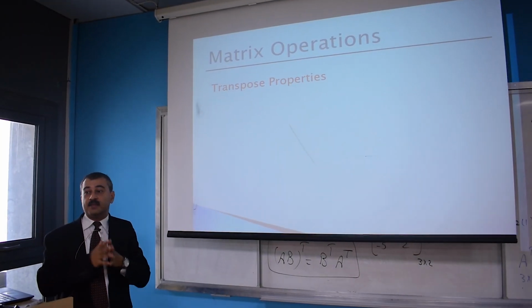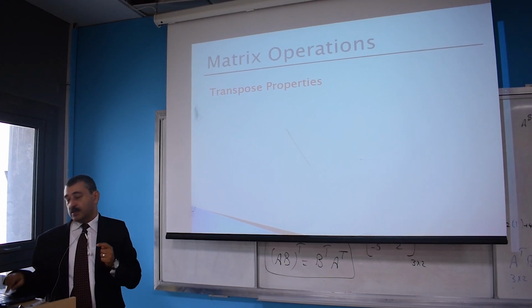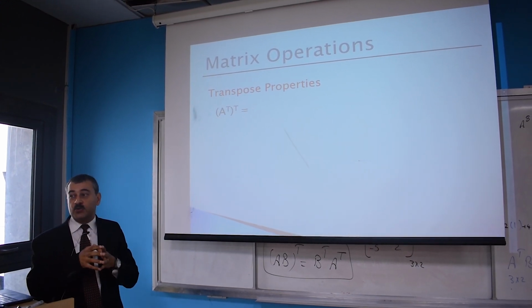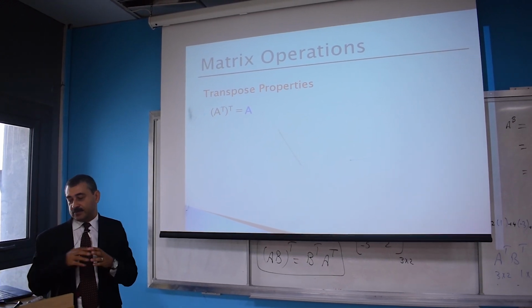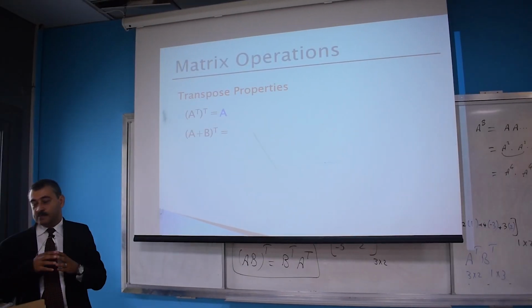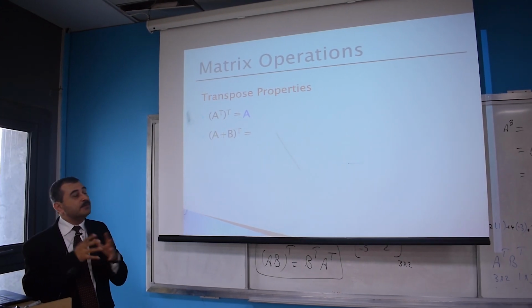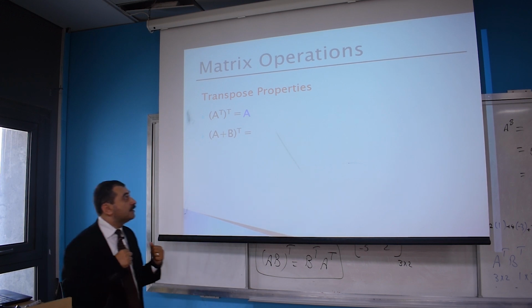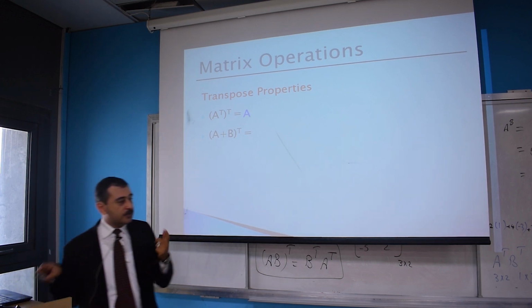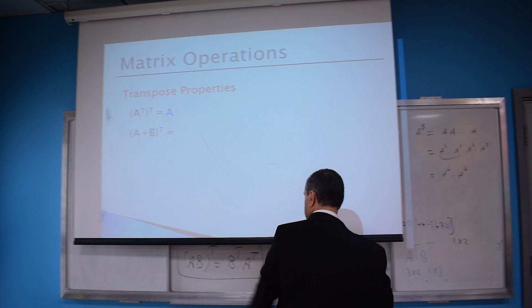Okay, let's summarize the transpose properties here. What if I take the transpose twice? It will give the same matrix, right? A. What if you sum two matrices and then take the transpose? Is this equal to A transpose plus B transpose?